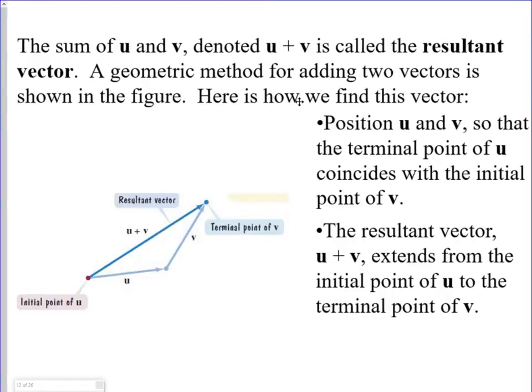Okay? And here's how we find them. We're going to position them in such a way. We're going to start with u, right? So here is vector u. And I want to make sure that I take the other vector and put its starting point at the ending point of the other. And then what we get from starting of the first to ending of the other is the resultant vector.